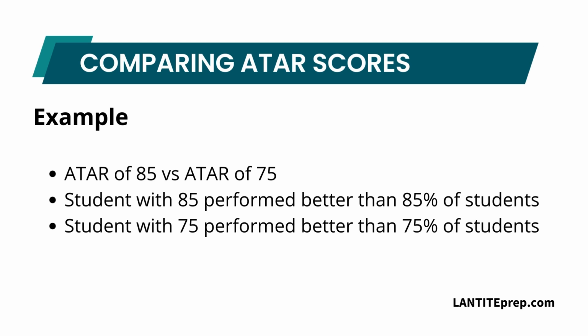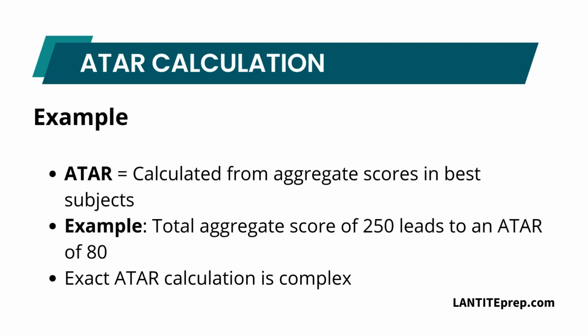But how about ATAR calculation? While the exact calculation of an ATAR score is complex and typically done by specialized systems, it's based on the aggregate scores from a student's best subjects. For example, a student with a total aggregate score of 250 might receive an ATAR of 80, meaning they performed better than 80% of their cohort.